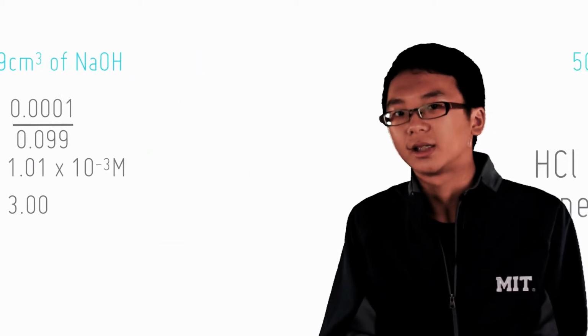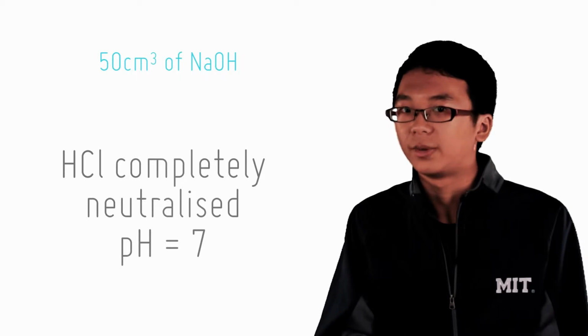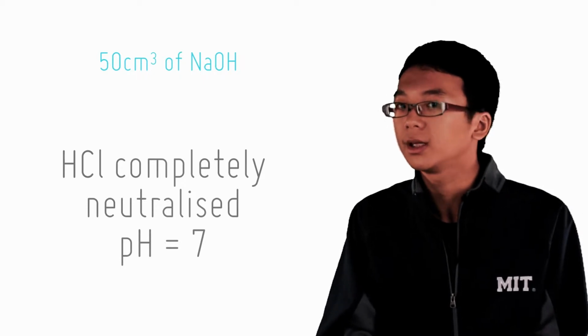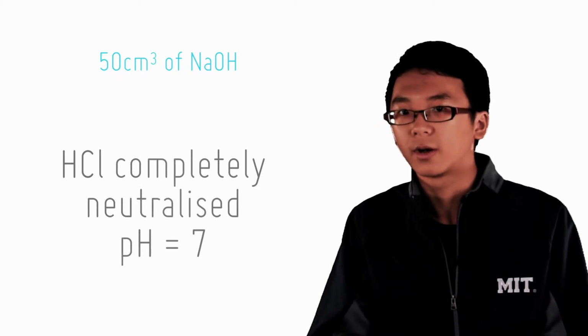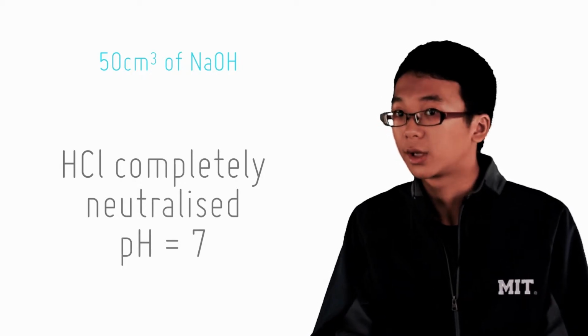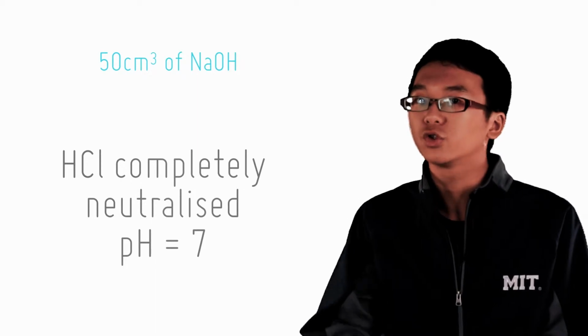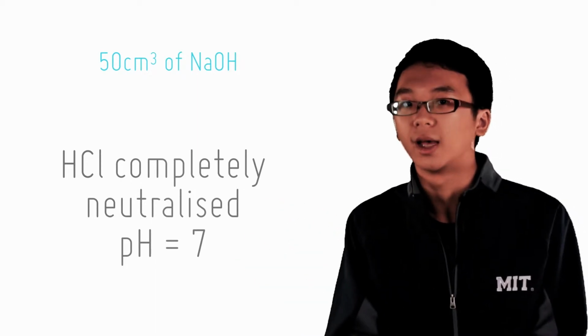What about 50 cm³ though? All the acid would have been neutralized. We call this point the equivalence point. And since sodium chloride is a salt of a strong acid and base, and sodium is not highly polarizing, the solution remains at a neutral pH of 7.